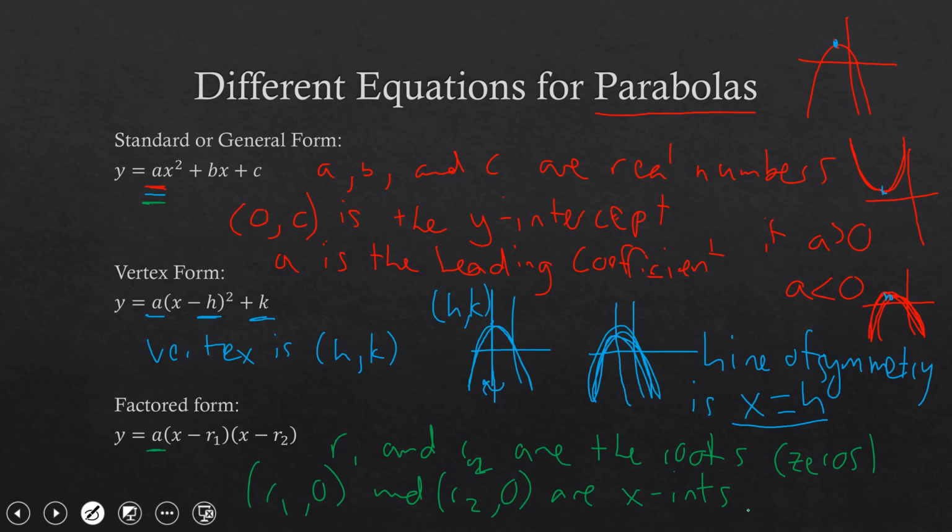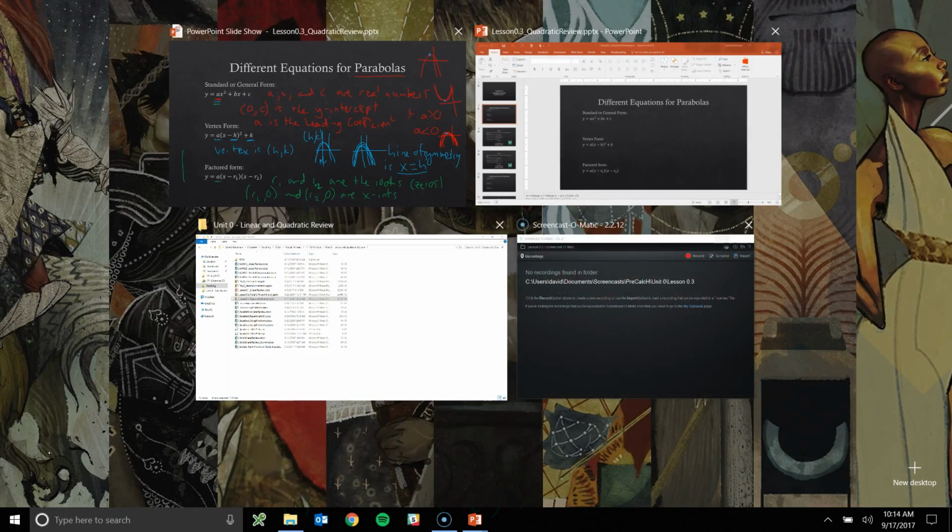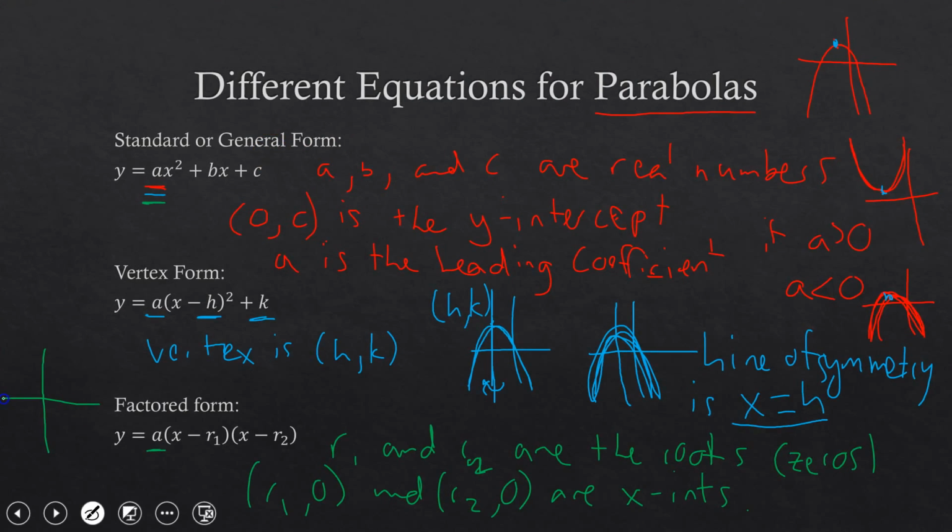So combining all these pieces, all these forms together, you'll find that you'll get basically all the information you're going to need to sketch a graph of a parabola. Here's the factored form, and we're crossing at r1 and r2. The order that you call them doesn't really matter. Just note that we cross the x-axis in two places.